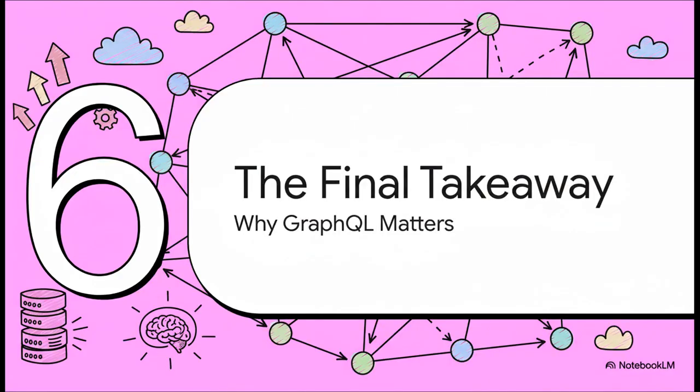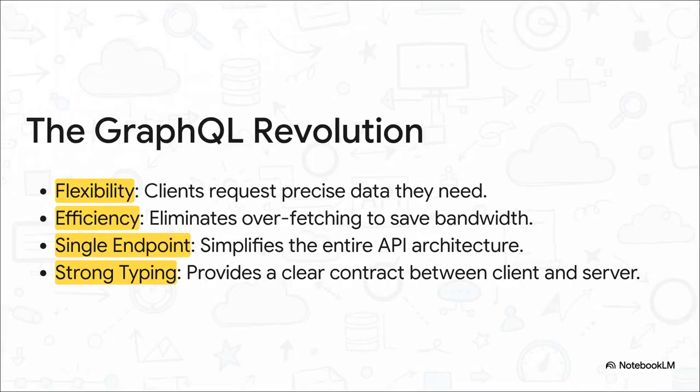Okay, let's zoom out and bring this all home. What's the big takeaway here? Why does understanding GraphQL actually matter for anyone who's building or managing software today? It really boils down to these 4 revolutionary ideas. First, GraphQL gives you unparalleled flexibility for your apps to get exactly the data they need. Second, it creates incredible efficiency by totally cutting out wasted data. Third, it massively simplifies your whole system with that single unified endpoint. And fourth, its strongly typed schema acts as a contract between the front end and back end, preventing bugs and just making development so much faster.